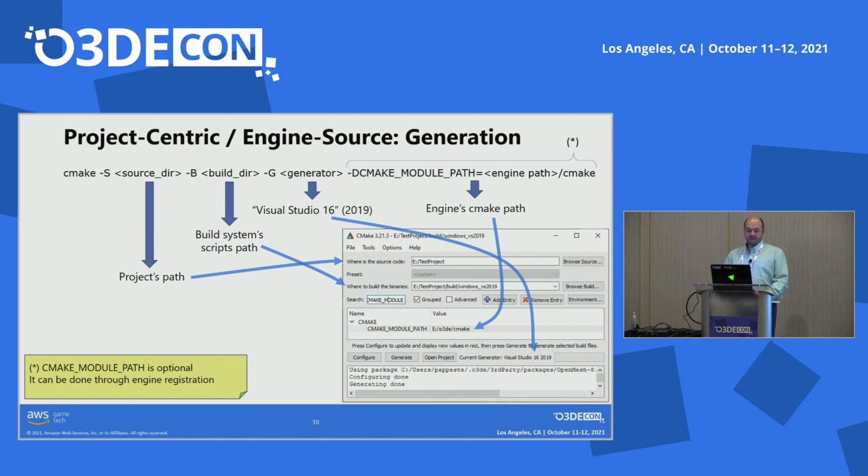The other way is, if you don't pass the CMake module path, the project CMake files are going to have some logic that goes and finds the engine path for you and adds it to this variable. The way it does that is you define in your project what engine name you're using, and then there is a map that says this engine name maps to this path, and that is through the registration process.